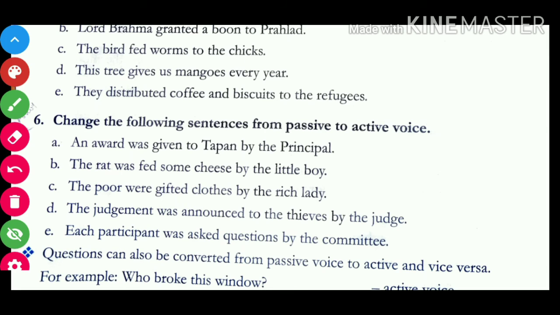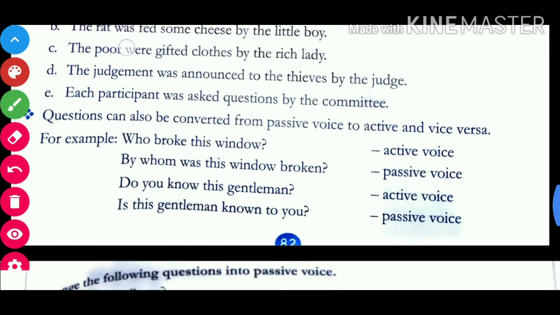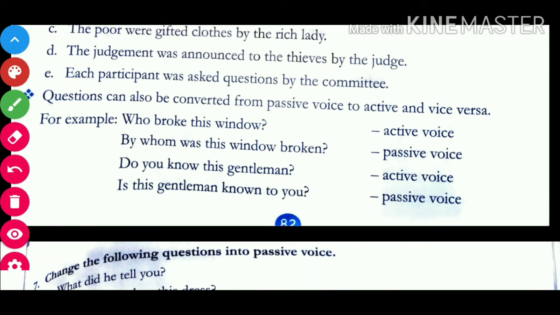Each participant was asked questions by the committee. So the committee asked questions to each participant. Okay. Now, questions can also be converted from passive to active voice. See how? Who broke this window? This is an active voice. So by whom was the window broken? By whom was the window broken? मतलब यहाँ पे जो हमारा verb broke है, it changed into broken.